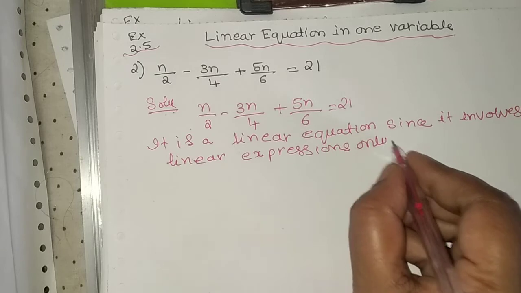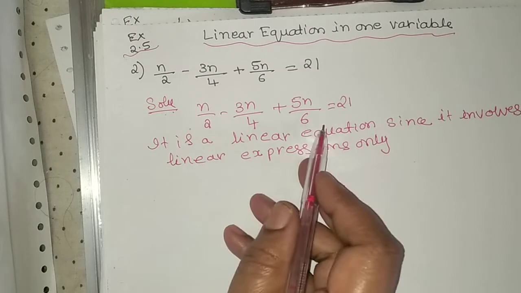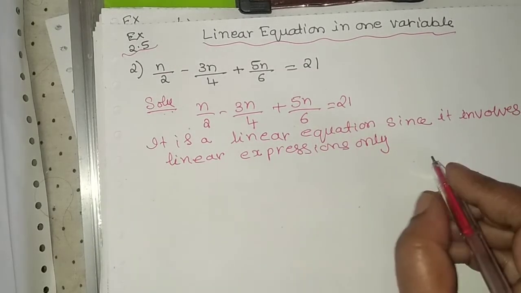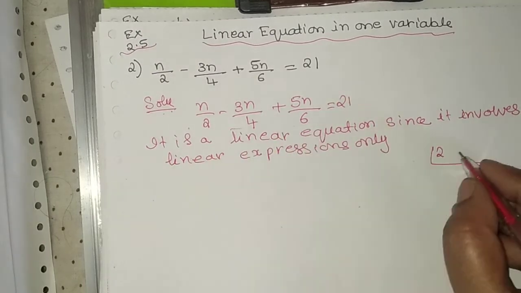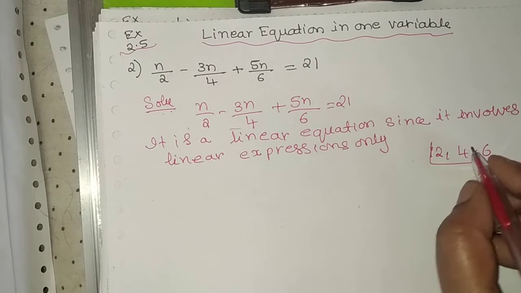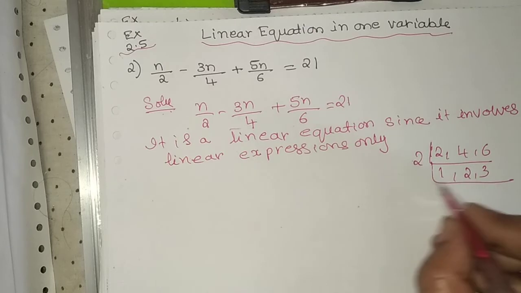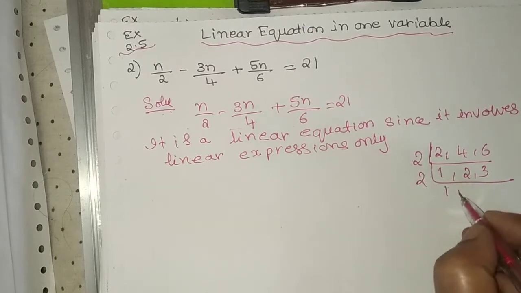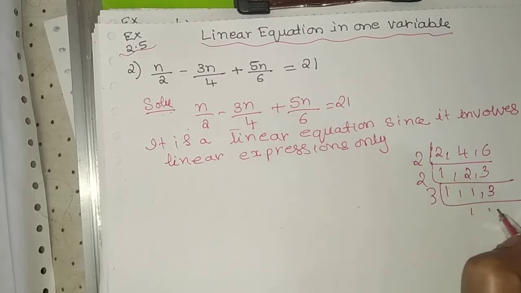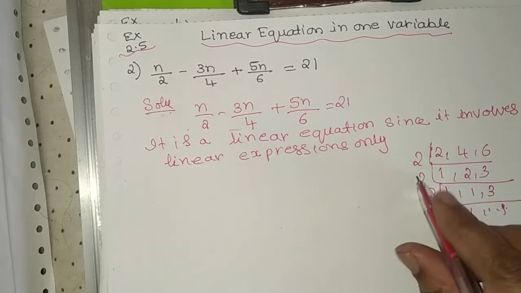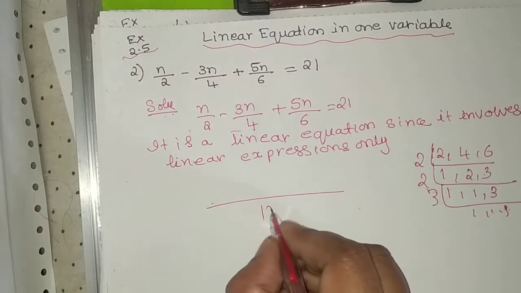Okay. Next we have to find out the LCM of all this. So first we'll take the denominators 2, 4, 6. We find the LCM: 2 1's are 2, 2 2's are 4, 2 3's are 6. Again 2 1's are 2, this 1 1's are 1, then this one 3. Next is 3, 3 1's are 3. So multiply all these: 3 2's are 6, 6 2's are 12. So 12 is the LCM.